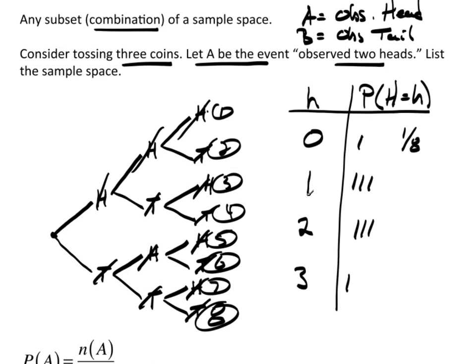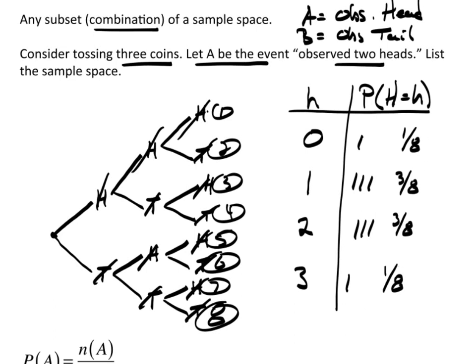The probability to observe 1 head is actually 3 out of 8. Probability of 2 heads is actually 3 out of 8. The probability of 3 heads, all heads, is 1 out of 8.